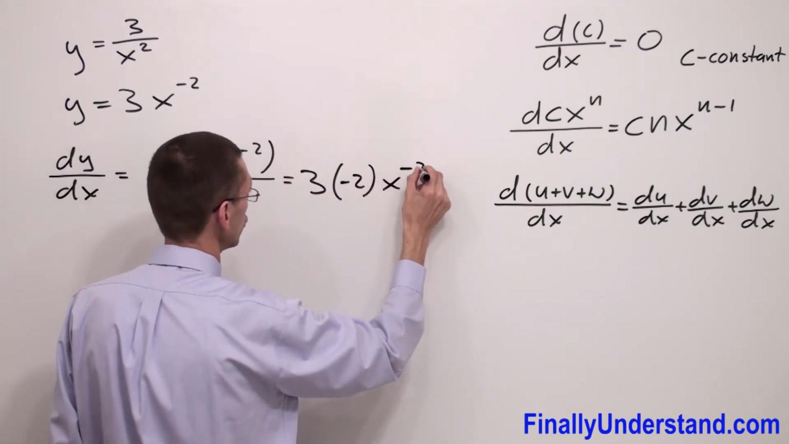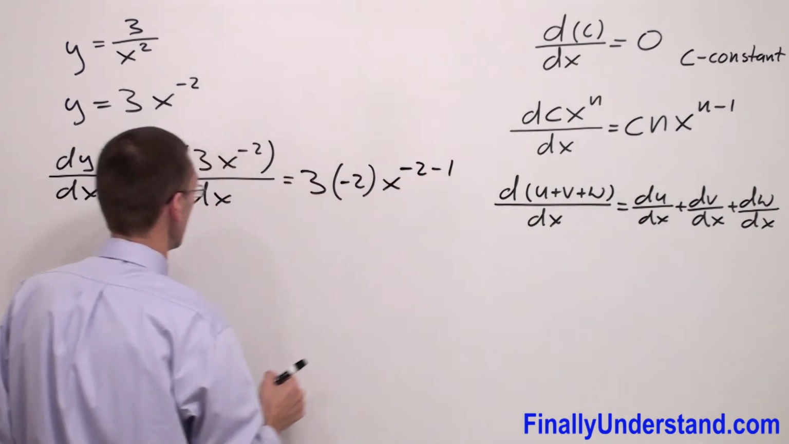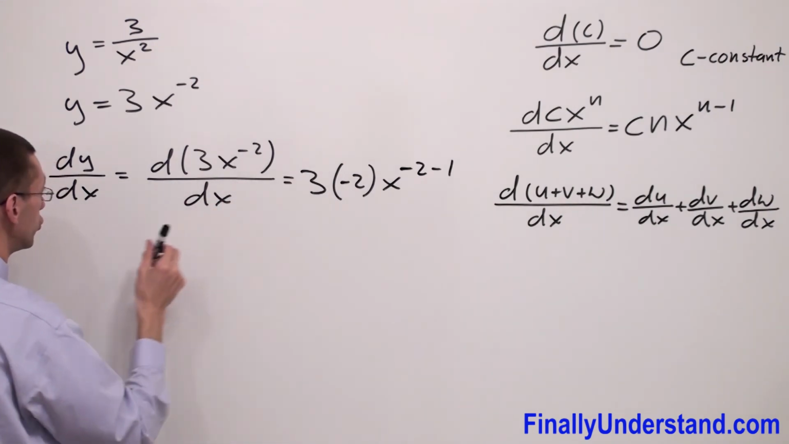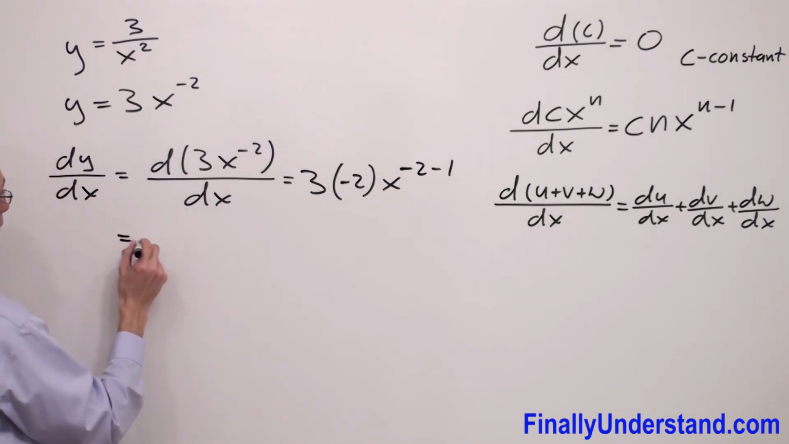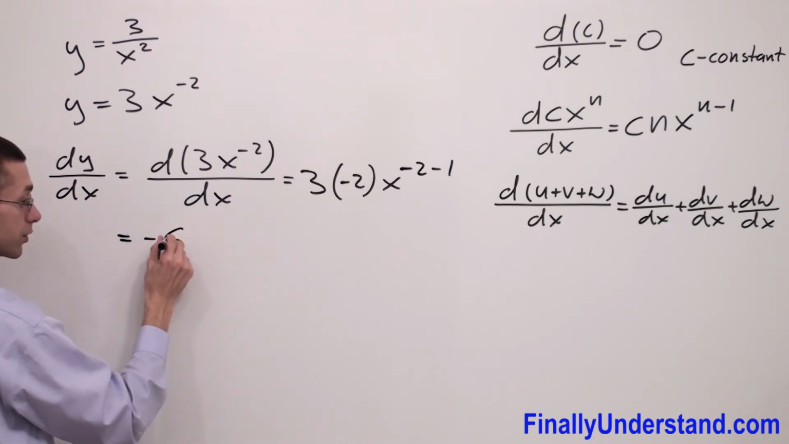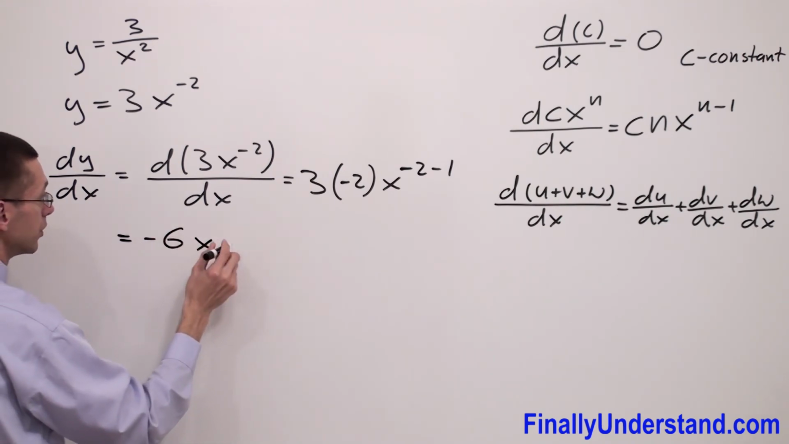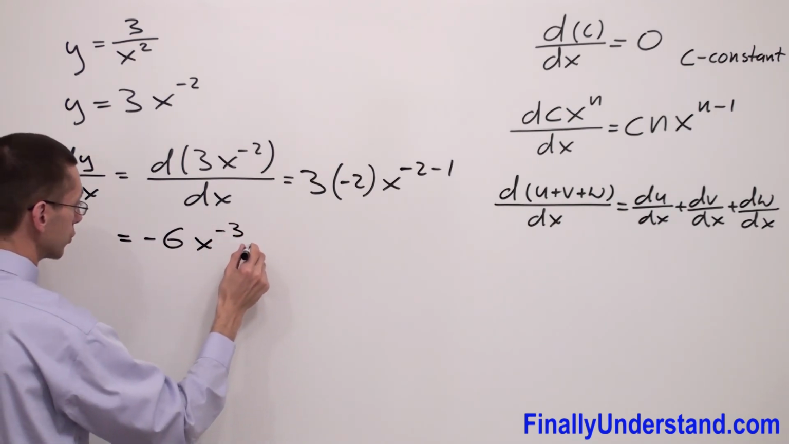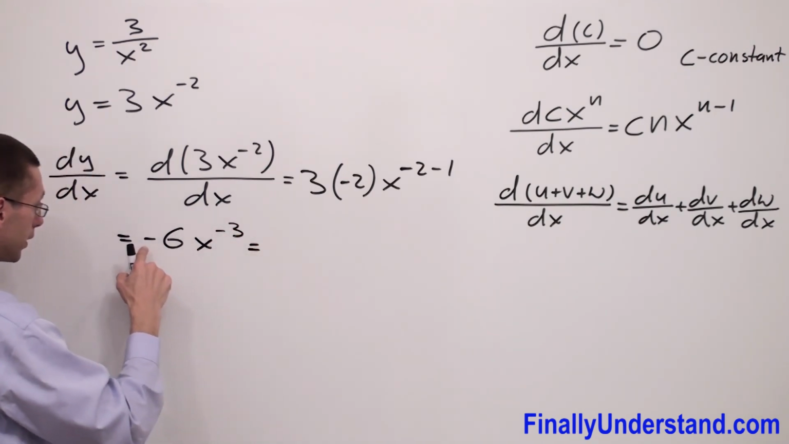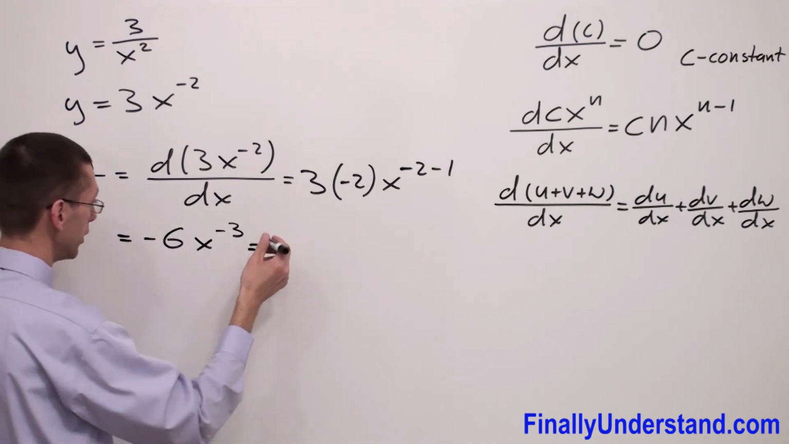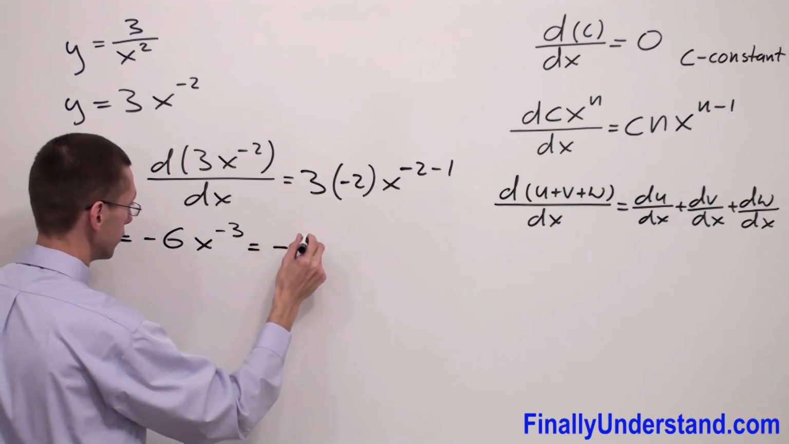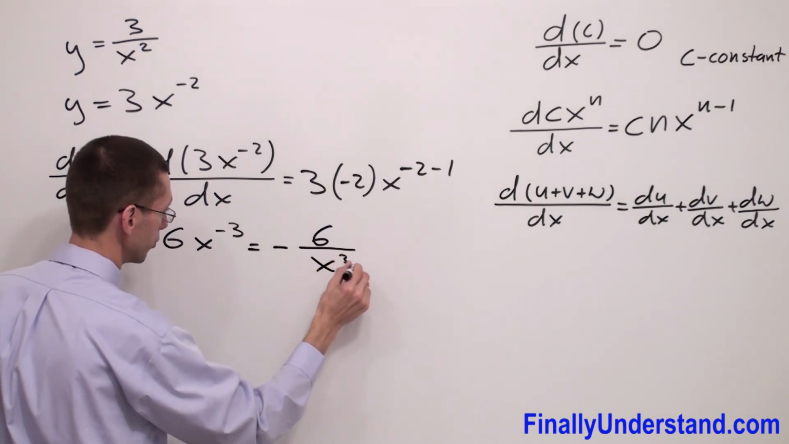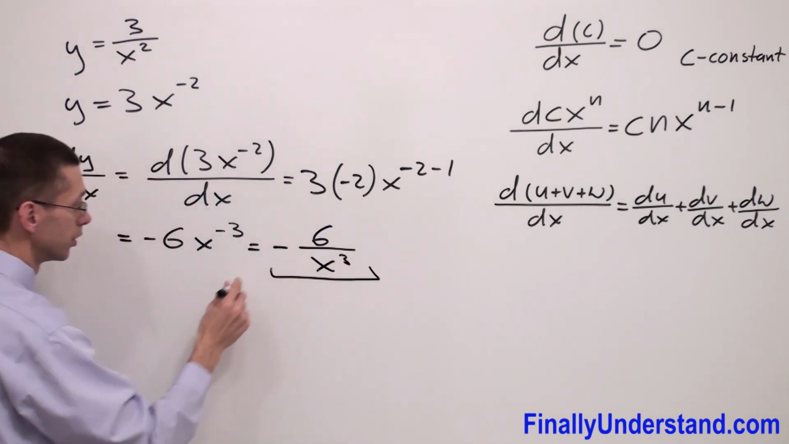So I have negative 2 minus 1. And I have 3 times negative 2, which is equal to negative 6. And I have x to the negative 3. So this is equal to this, or you can simply write that this is equal to negative 6 over x to the third power. And this is the solution to my problem.